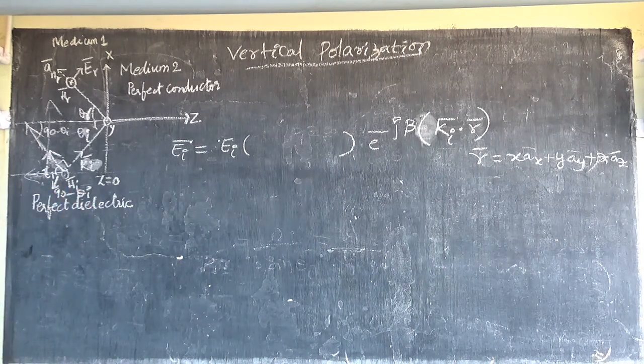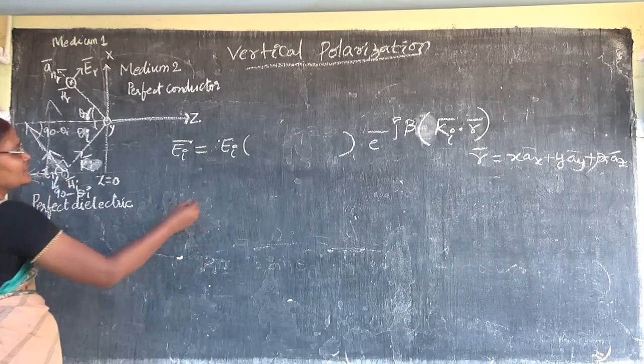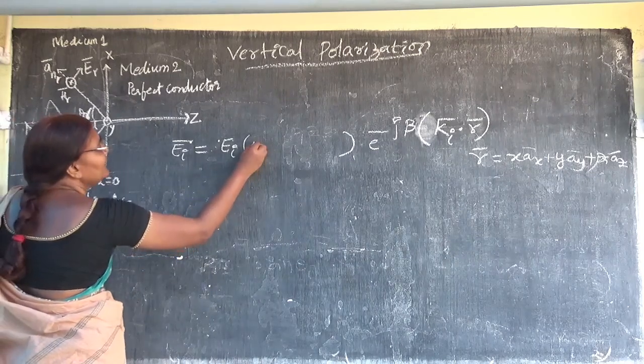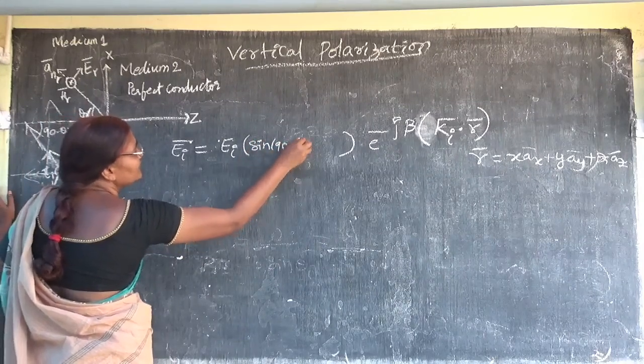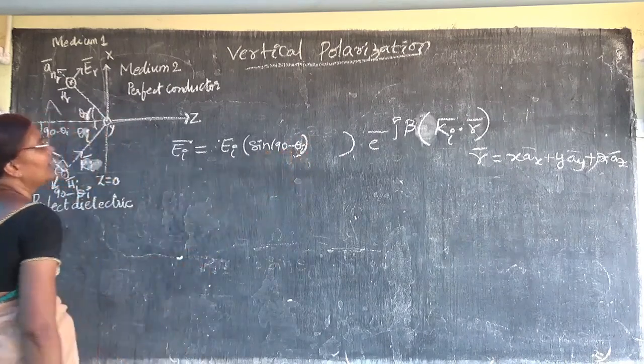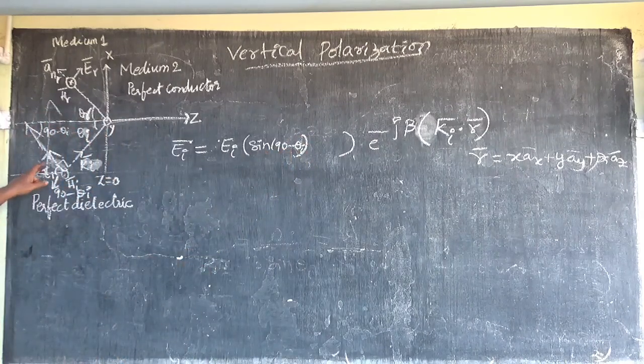Now, if this is 90 minus theta I, then what will the opposite side be? Opposite side by hypotenuse will be sin of the angle. That is what we know. So the opposite side divided by the hypotenuse is going to be sin of 90 minus theta I.